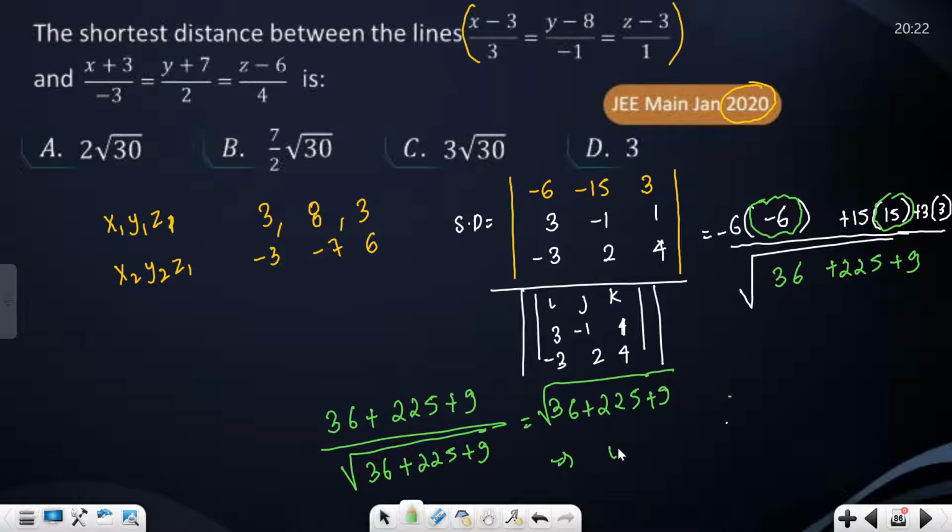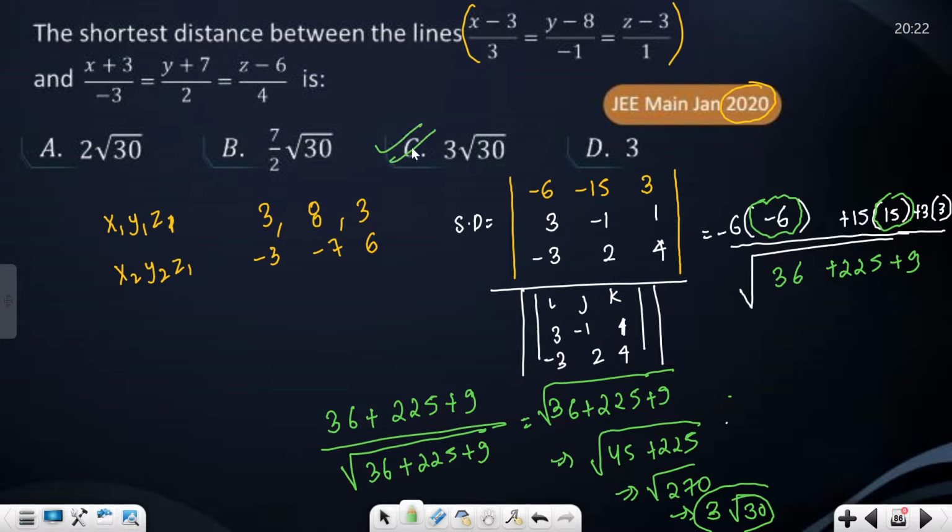So this is going to become 45 plus 225 root, so this is root 270. And this is going to become like 9 into 30. So 3 into root 30. 3 root 30. That means option C is absolutely right.